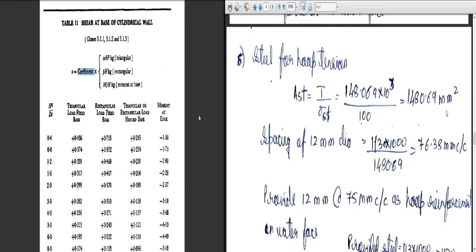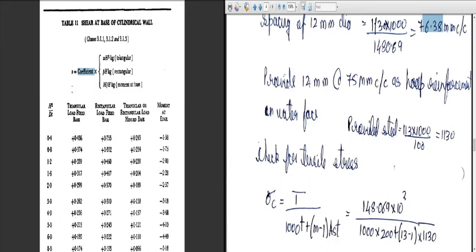So taking 12 mm diameter bars, we'll calculate the spacing. So the spacing of 12 mm diameter bars is 113 into 1000 divided by 1480.69. Here 113 comes according to pi by 4 into d square, where d is 12 mm diameter. So this is working out to be 76.38 mm center to center. So providing 12 mm diameter bars at 75 mm center to center as hoop reinforcement on water face. So provided steel is 113 into 1000 divided by 100, which is 1130.